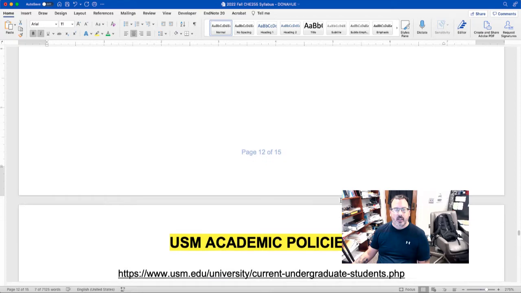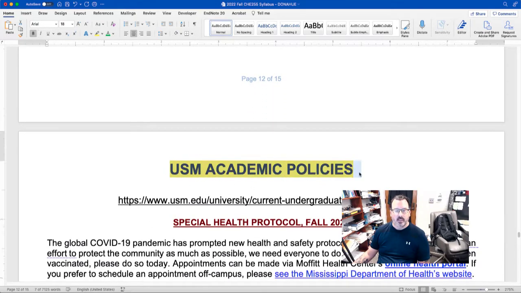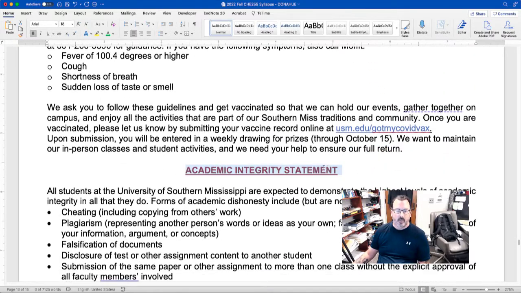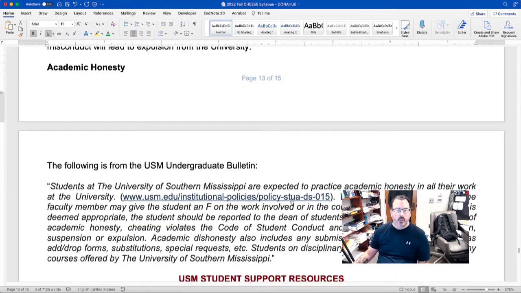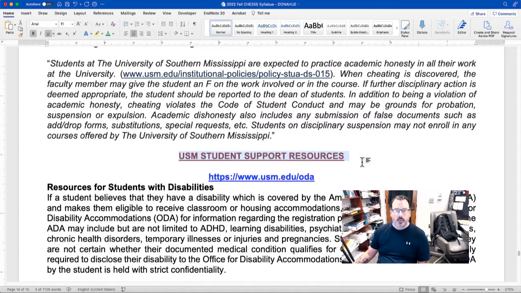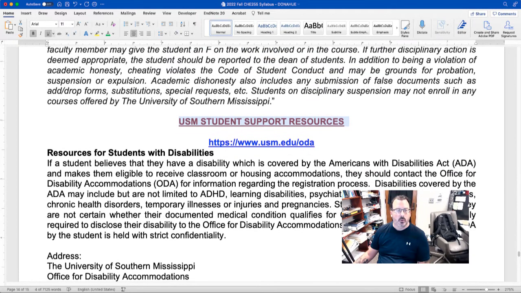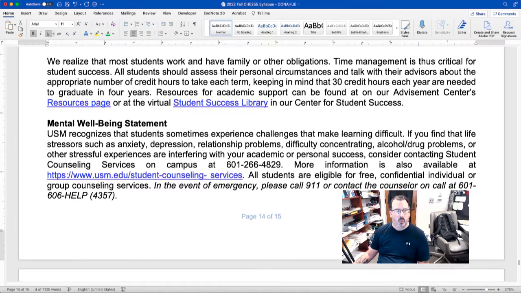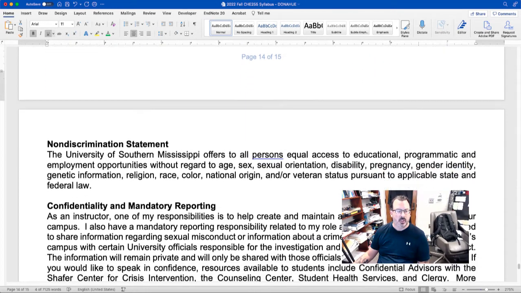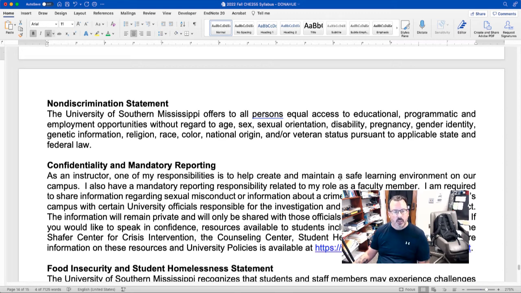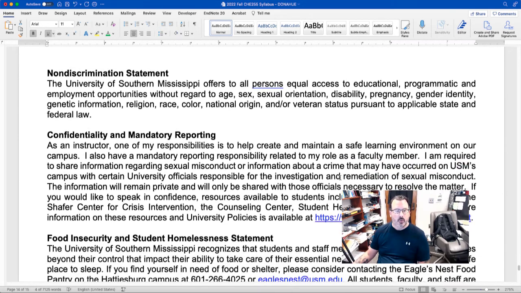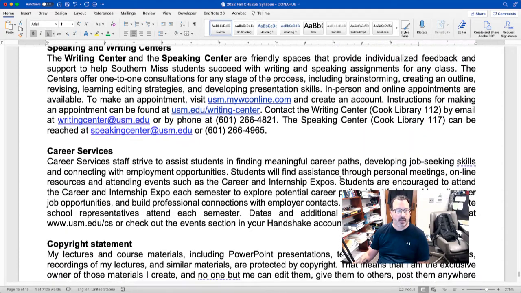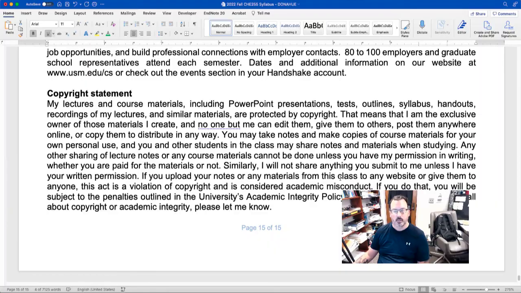And then finally, here is the USM Academic Policies that you can read through. The health protocol, academic integrity statement, and the different support resources available to you, students with disabilities, course workload statement, mental well-being statement, non-discrimination statement, confidentiality and mandatory reporting, food insecurity and student homelessness, speaking and writing, career services, and copyright statements.